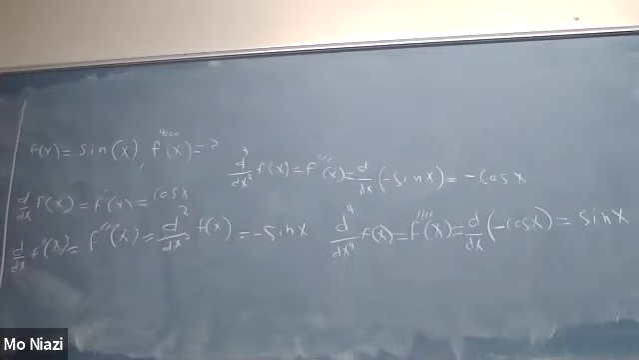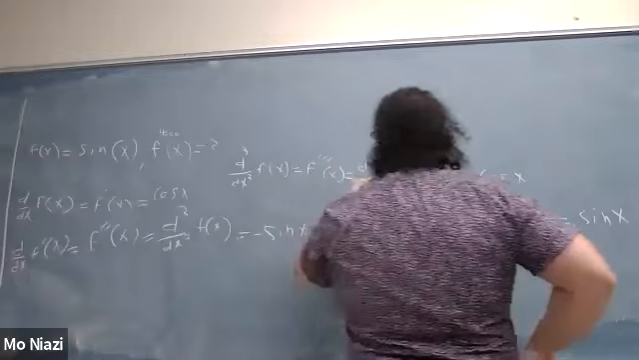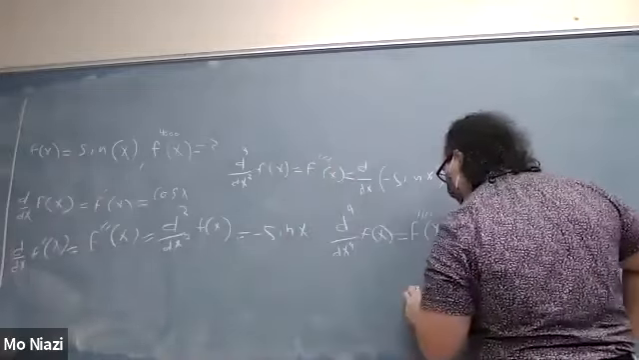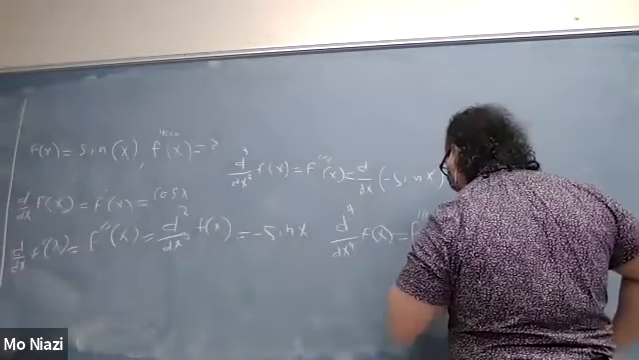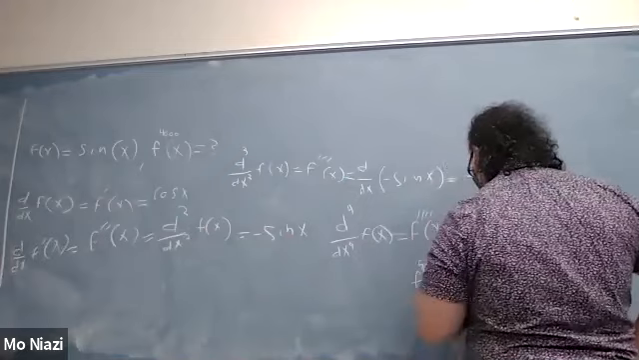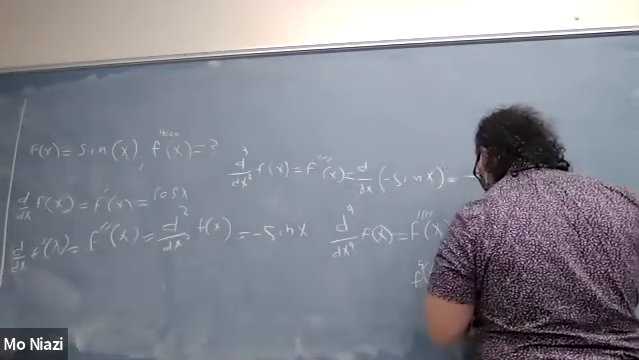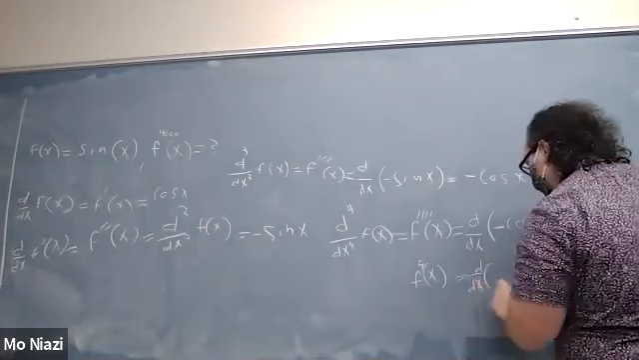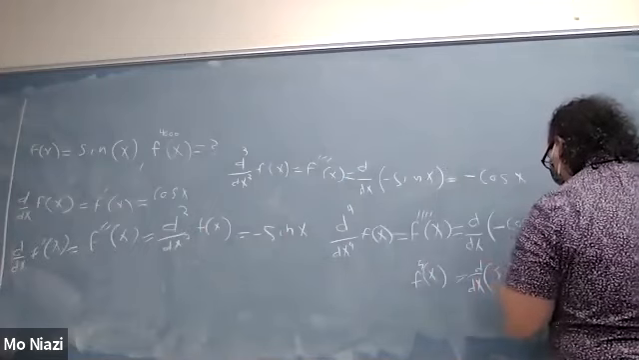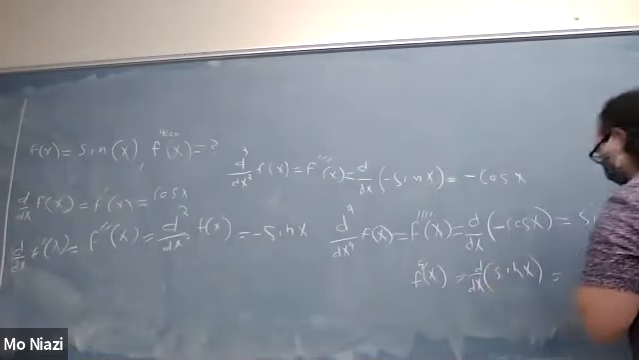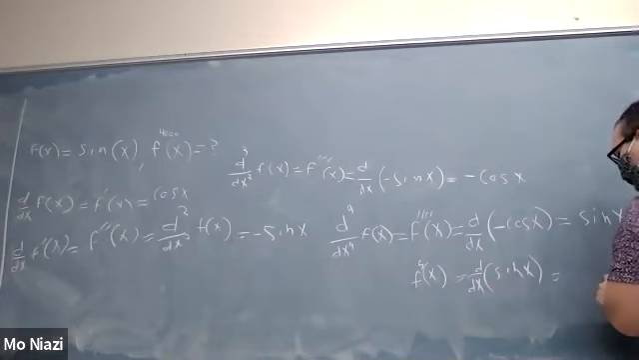So let's look at a pattern. Let's take one more derivative and find a pattern. What is the 5th derivative of f of x? That's d dx of sine of x. What's the derivative of sine of x? Cosine of x.